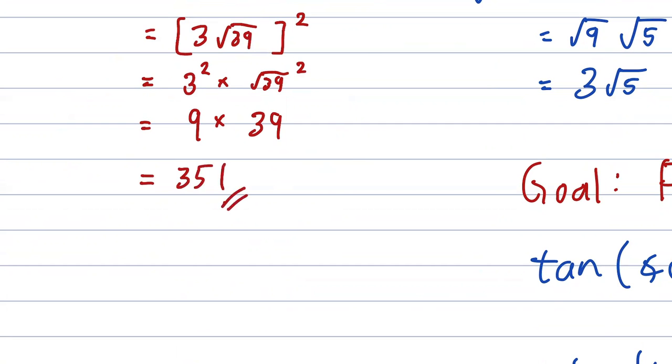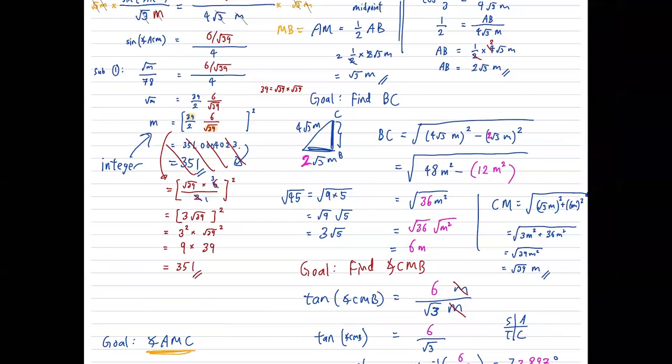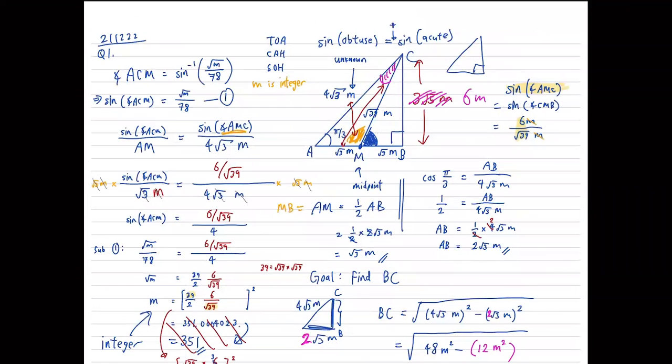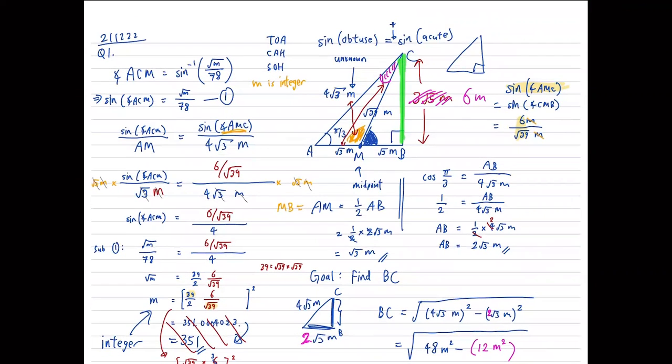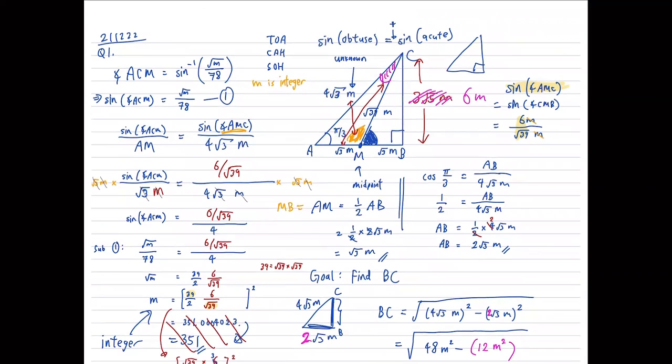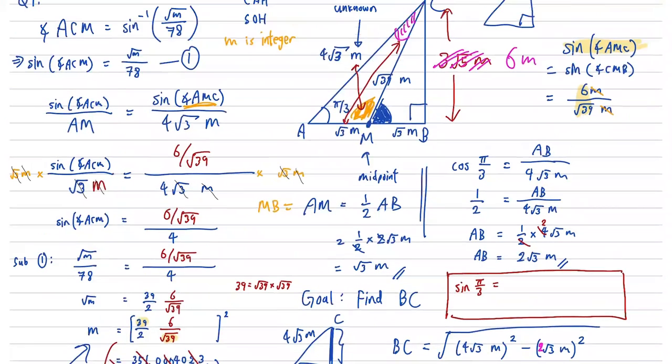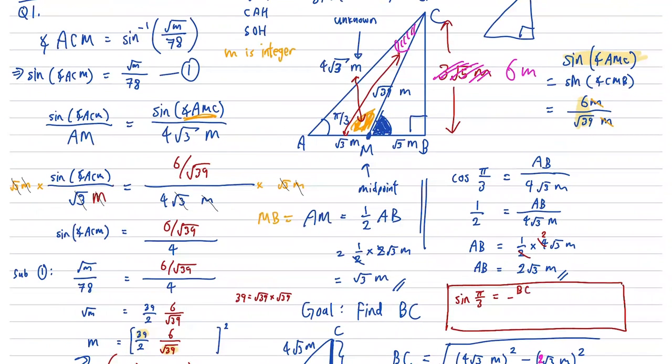One more thing to take note of is that when we found our length BC using Pythagoras theorem, there was actually a different way to do it. We also know this angle and this hypotenuse, so we could have taken the sine of this pi by 3. Let me show you how to do it. The sine of pi by 3 is opposite over hypotenuse, which is BC over hypotenuse 4 root 3m.